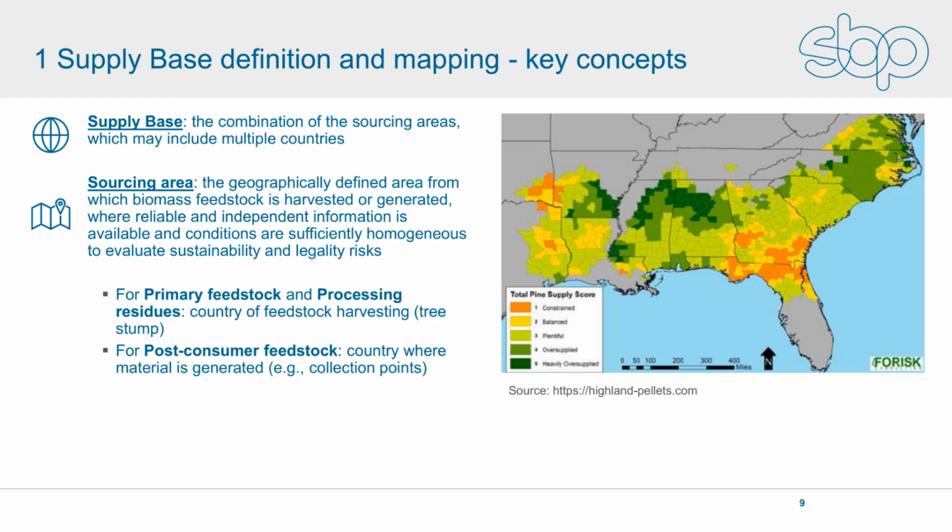To summarize, supply base is the full combination, potentially across multiple countries. Sourcing area is the defined geographic unit within that supply base where risk evaluation happens, country of harvest for primary feedstock and processing residues, country of generation for post-consumer feedstock. Hold on to these two definitions because they come back throughout the rest of Standard 2.